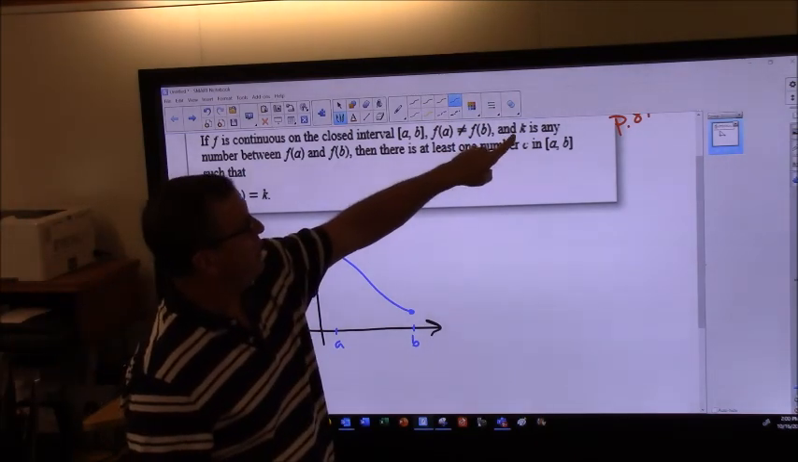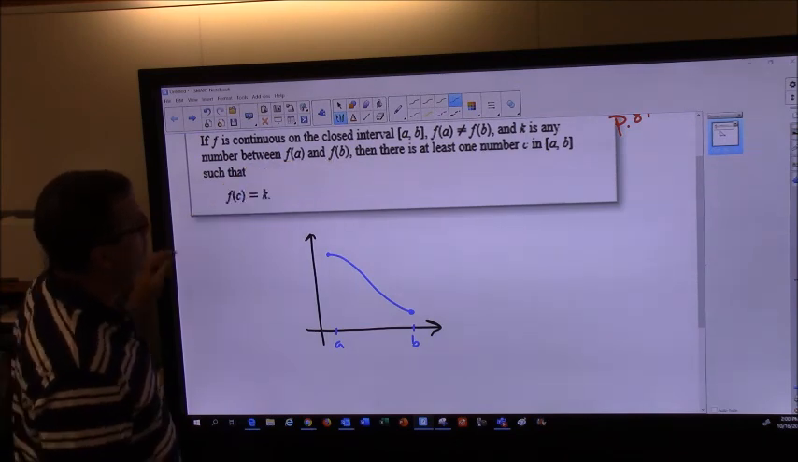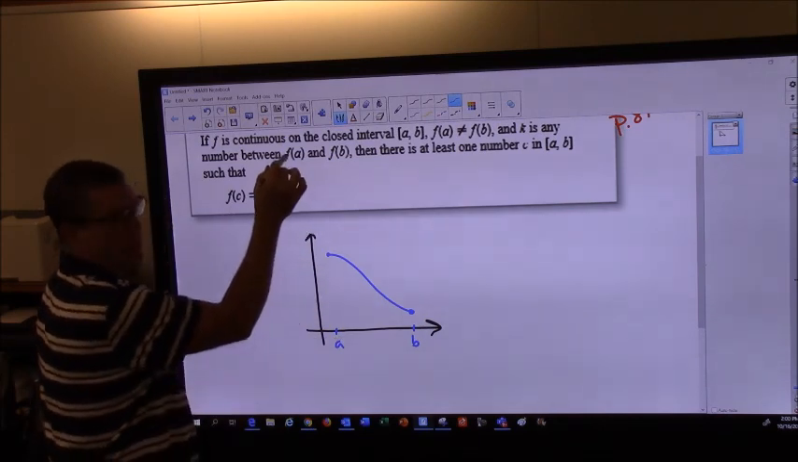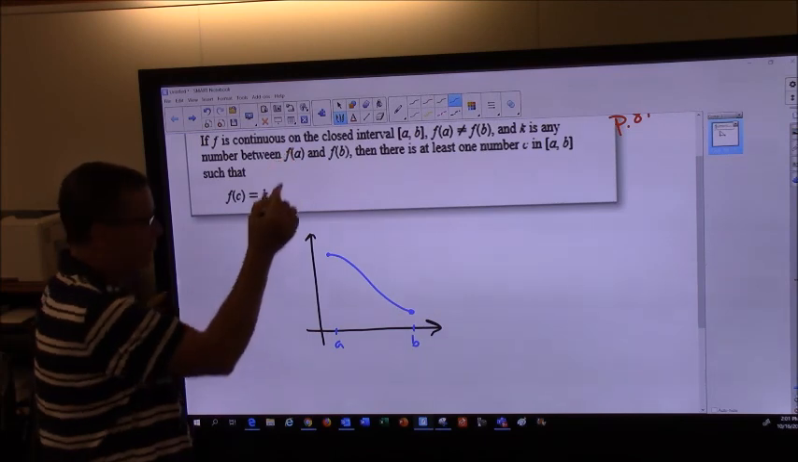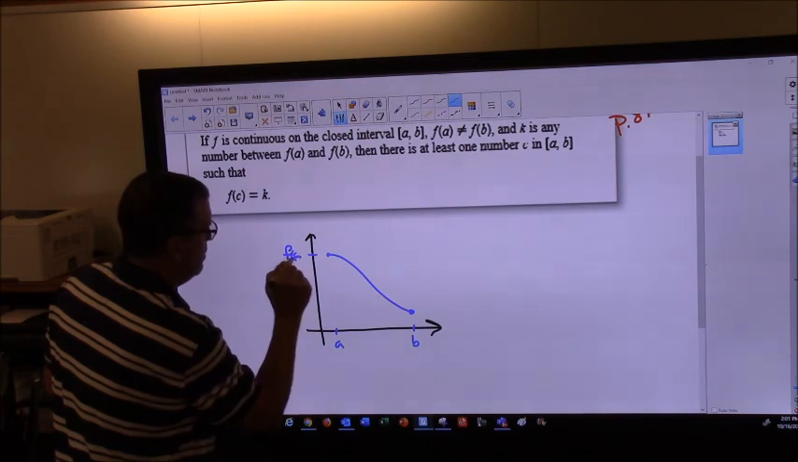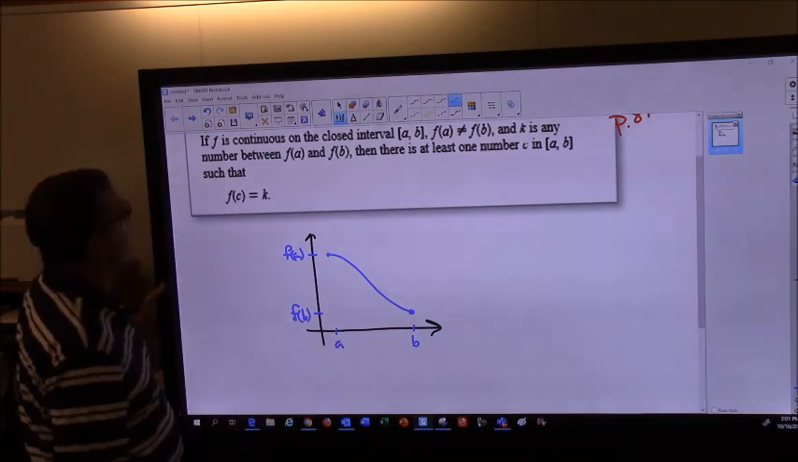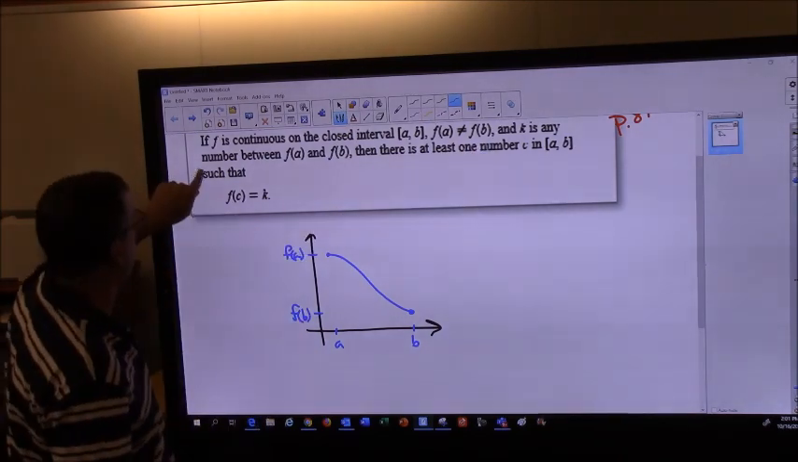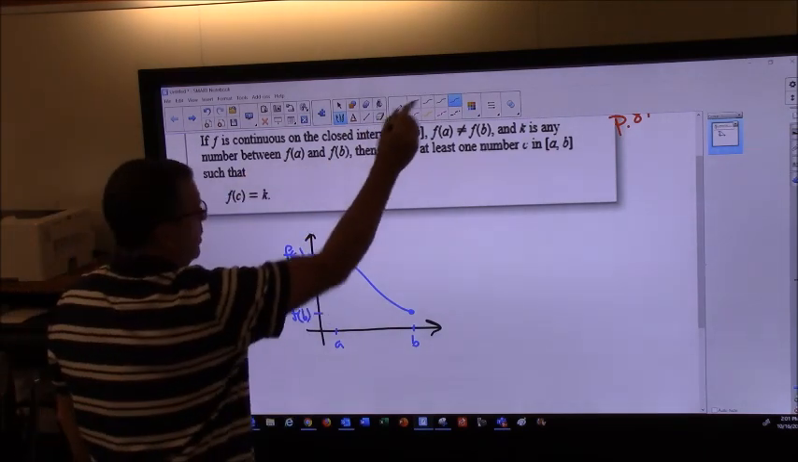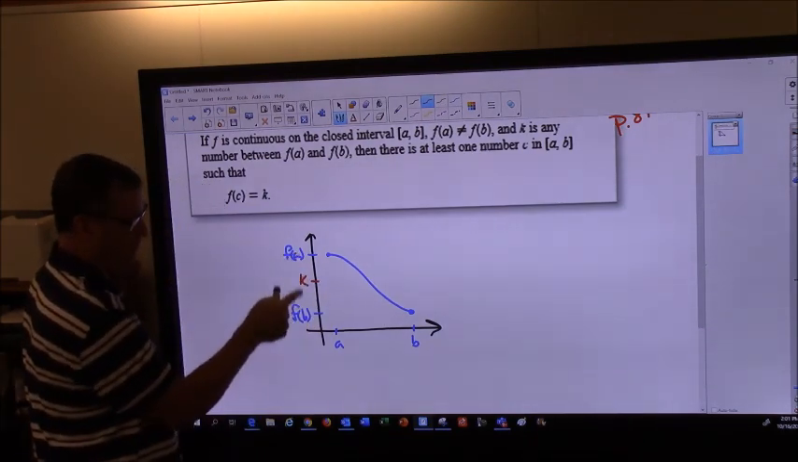And k is any number between f of a and f of b. So what we want to remember is when you take an x value and you plug it into a function, whatever f of a is, that's your y value. So this value right here is f of a. This value right here is f of b, and so what we're saying is that k is any number between this y value and this y value. All right, let's put it right there. Okay, k is definitely between f of a and f of b.